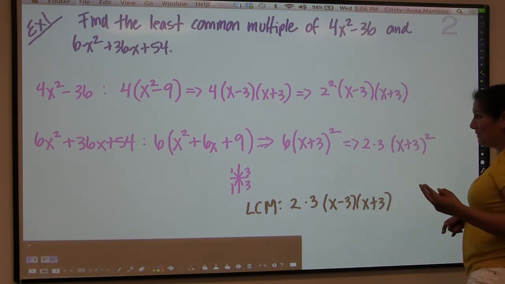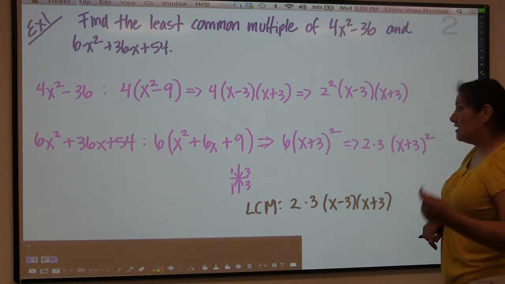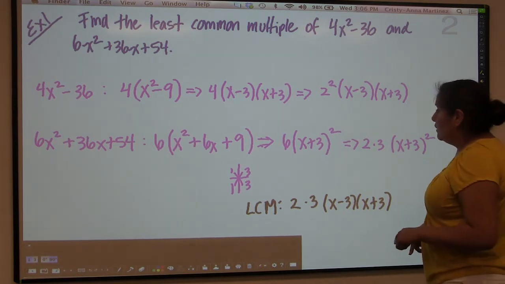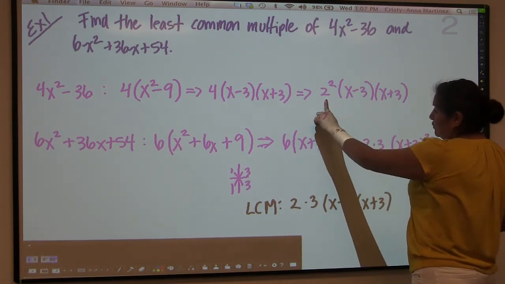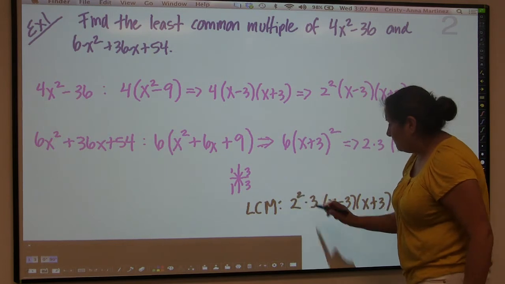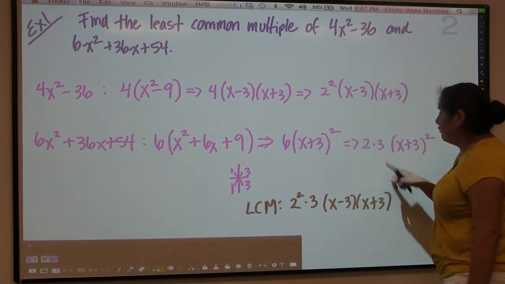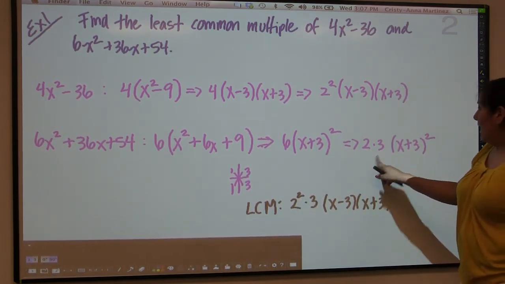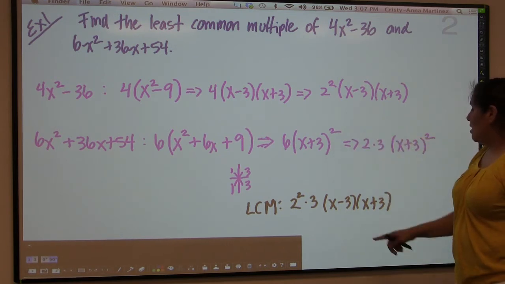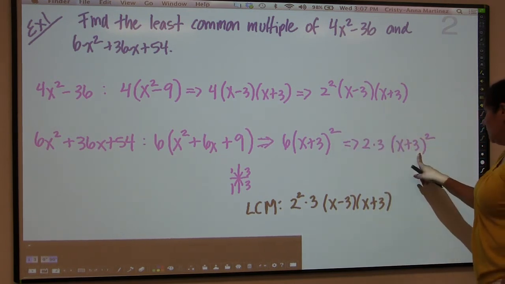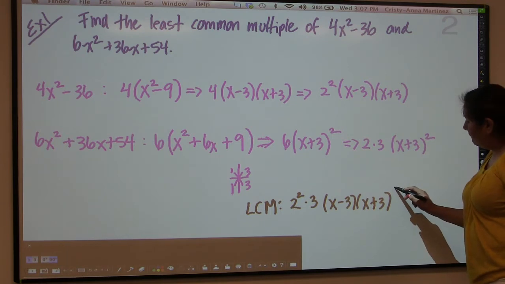So then the next step is that you have to have the highest exponent of any of those factors. So this has a 2, but this has a 2 squared, so we need a 2 squared here. And then as far as a 3, there's only one 3, so we're good with that one. X minus 3, there's only one x minus 3. But for the x plus 3, this one is x plus 3 squared, so we need to have x plus 3 squared.